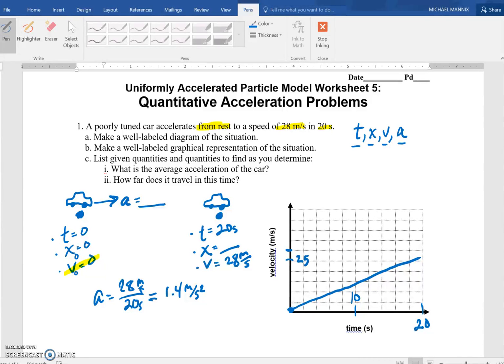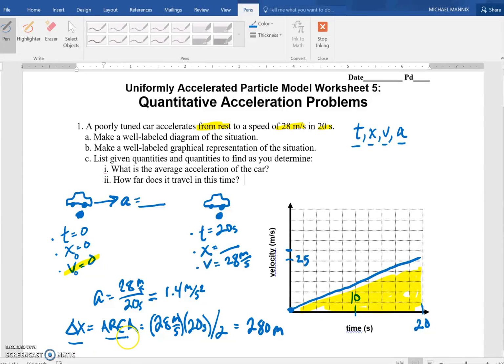And now how far does it go? Well, I'm going to use the VT graph again, and I'm going to calculate the area. It's bounded by the line that describes the motion and the time axis. So my solution for that here is delta x is the area, and here's the calculation and the final answer. So that's how far the car goes during the motion that is described, and that with the acceleration.